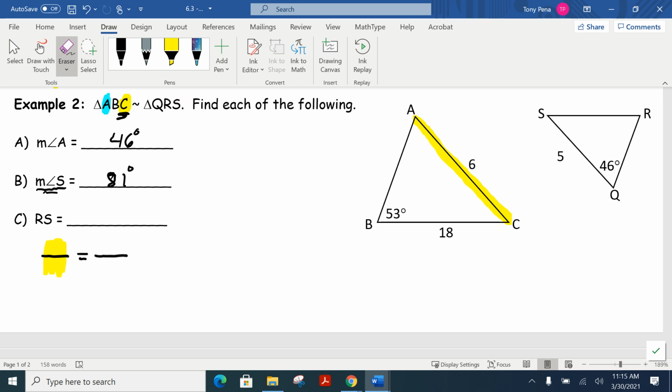So let's look at our similarity statement, because now notice how these are rotated a little bit. So it's not quite as easy to identify what our corresponding sides are with this. If we look at our similarity statement, AC is the first term and the last term. Look at the first and the last term of the second one, Q and S. Do we know the length of QS? Yeah, so that's a good thing. So what we're going to set up, I'm going to use variables first. I'm going to take the length of AC and compare it to the length of SQ, because those are corresponding sides.